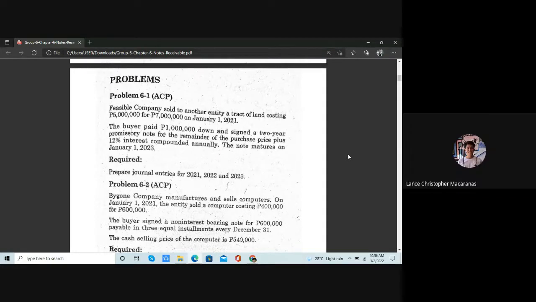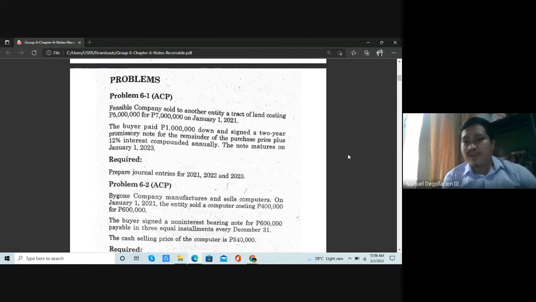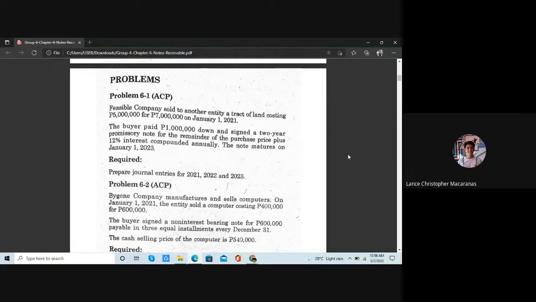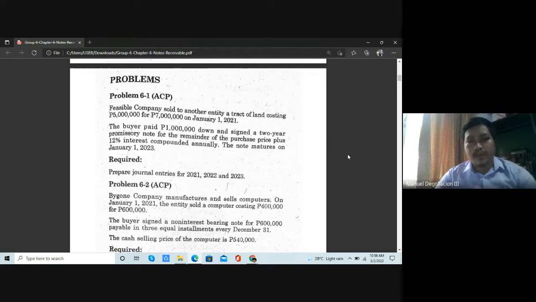From what you have read, what's the difference between an interest-bearing note and a non-interest-bearing note? An interest-bearing note, sir, has interest, like compounded annually, while the non-interest-bearing note is recorded in the books without the interest, sir. But the interest is inside the note itself, sir. Okay, I see your point.